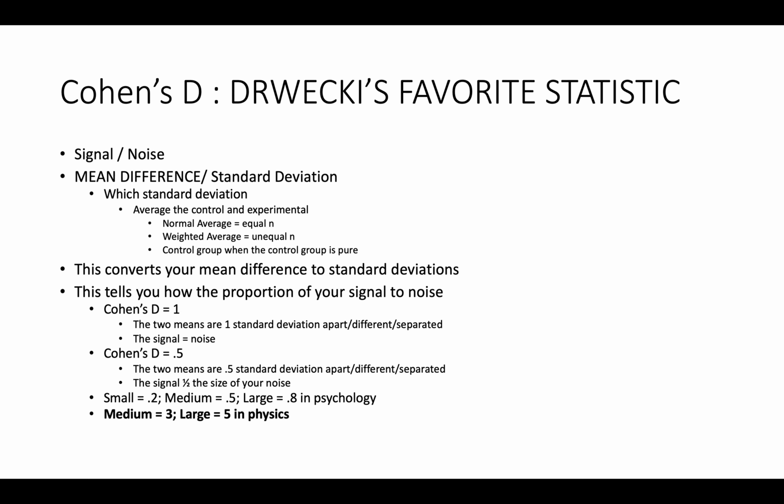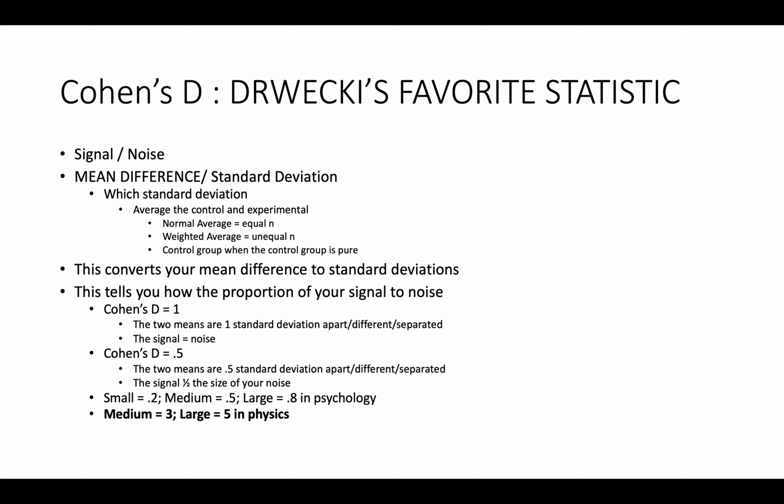All right, so now I fixed that. I'm going to restate it. When your Cohen's d is 0.5, your signal is half the size of your noise. We can see that from the proportion right there. Your signal is half the size of your noise. Your two means are half a standard deviation apart, different, or separated, and your signal is half the size of your noise.